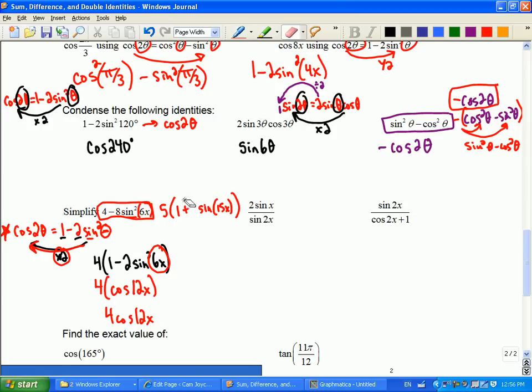Why is it 12x? Because the pattern that I'm working with, I'm starting on the right-hand side and going left. The angle gets doubled when I move that way. We started with 6x, now we have 12x.